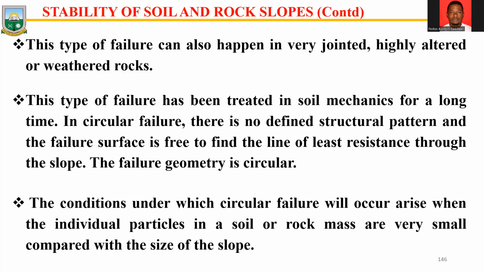So this type of failure can also happen in very jointed rock. Very jointed means that the intact rock or the rock mass has been broken so badly that it behaves as though it was a waste material. And so this type of failure can also happen in highly altered or weathered material.